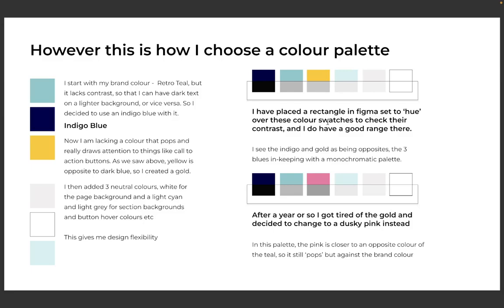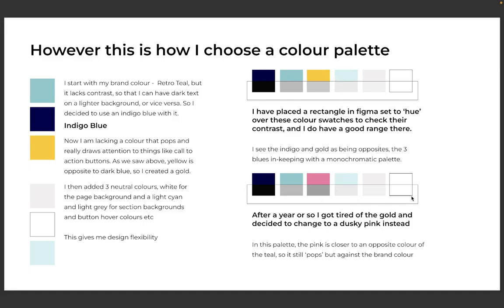What I've done here is I've placed a rectangle in Figma set to hue, which means that these colours interact. And I can check their contrast, and I can see that I have a really dark contrast colour, a lighter one, and a couple of mid ones and light ones there. I see the indigo and gold as being opposites, and the three blues are more in keeping with a monochromatic palette.